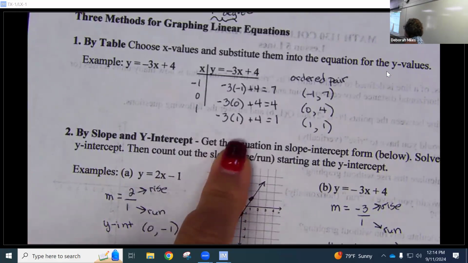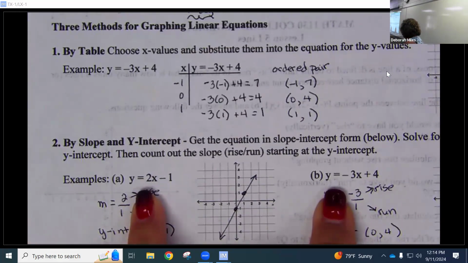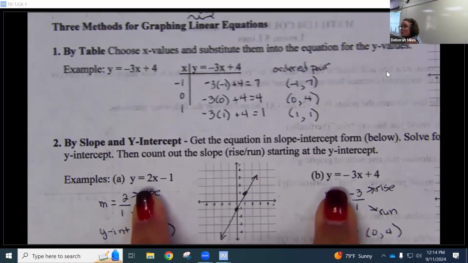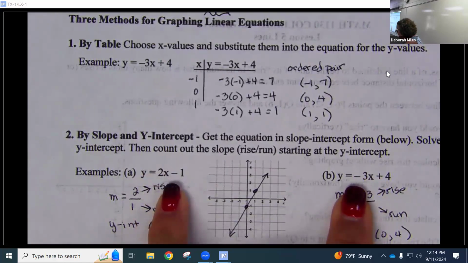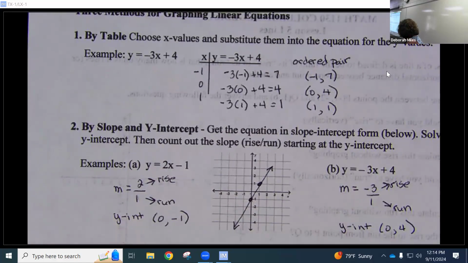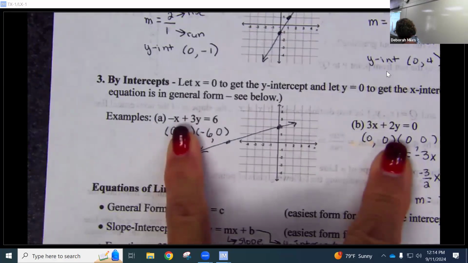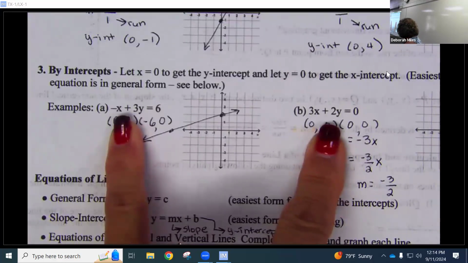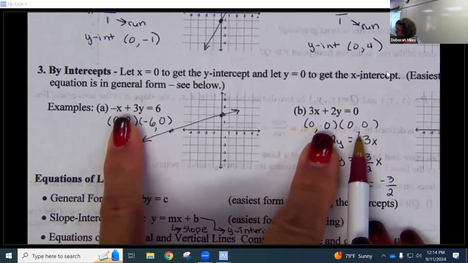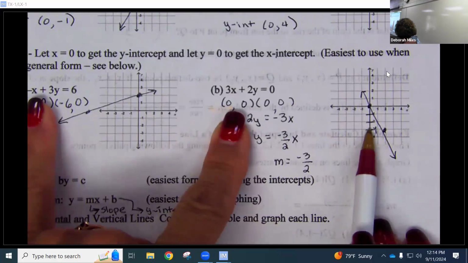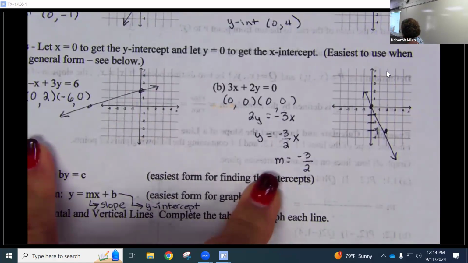The faster ways are either using the point and the slope if you're given, using the slope and the y-intercept if an equation is given to you in slope-intercept form, or finding the x and y intercepts if your equation is in general form. But there's still a possibility if the line goes through the origin, then both intercepts are going to be 0, 0, and you're going to have to drop back and use some other method of finding that second point.